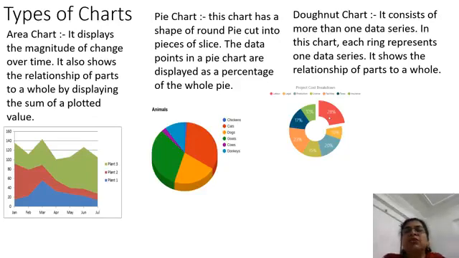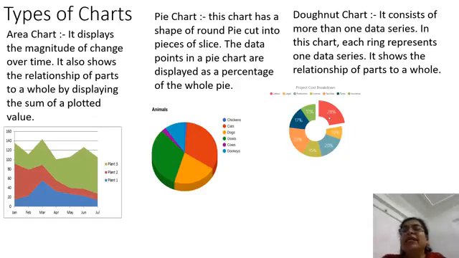Pie chart. This chart has the shape of a round pie cut into slices. The data points in a pie chart are displayed as a percentage of the whole pie. Here, see, chickens' percentage is given, cats' percentage. If you compare that percentage with the whole, you'll come to know better.